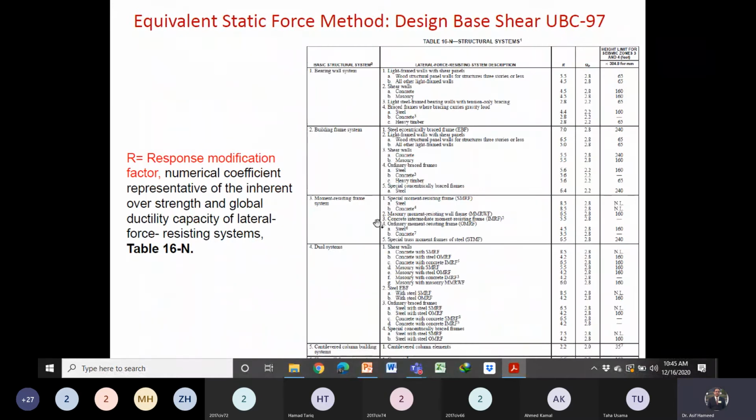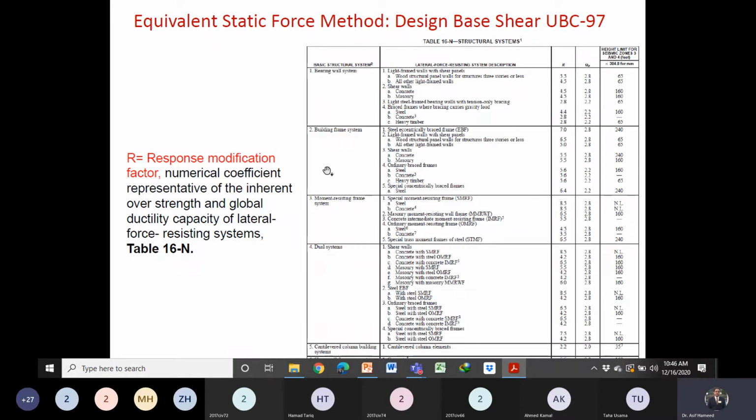This is the response modification factor, and you can pick the value of R from this table. For example, if we have a load bearing structure, concrete or masonry wall load bearing structure, the response modification factor is low, but for the moment resisting frame or special moment resisting frame, the response modification factor is high. So for a ductile structure, the response modification factor is a high value, and for brittle structures, or those with medium or less ductility, the response modification factor is small.